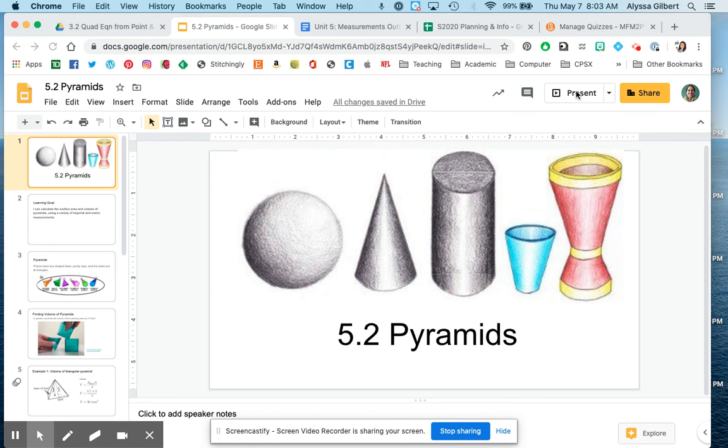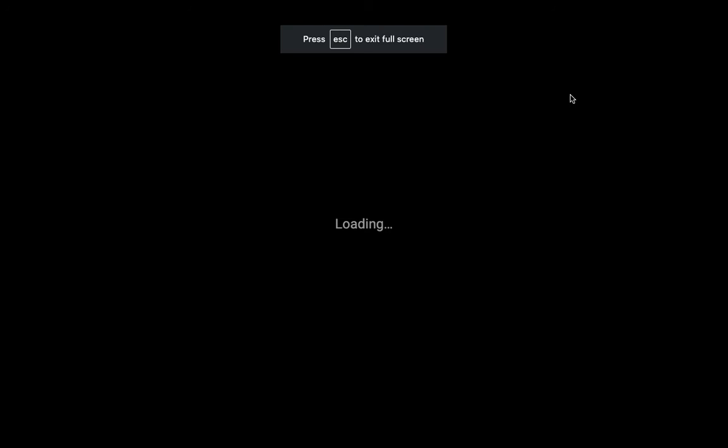Welcome to the second lesson of your fifth unit on measurement, which is really just about 3D geometry. Today we're going to look at the equations for pyramids.